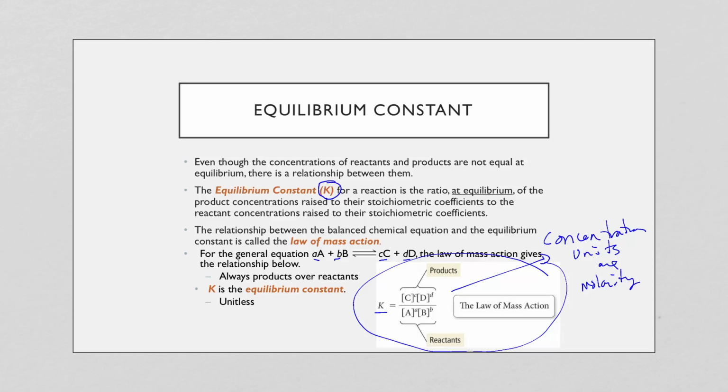Now, by convention, we leave the equilibrium constant unitless. These are all going to be molarities. In reality, if these are different powers, then we might have some units of molarity, but by convention, the equilibrium constant is always given as a unitless value, just as a number.